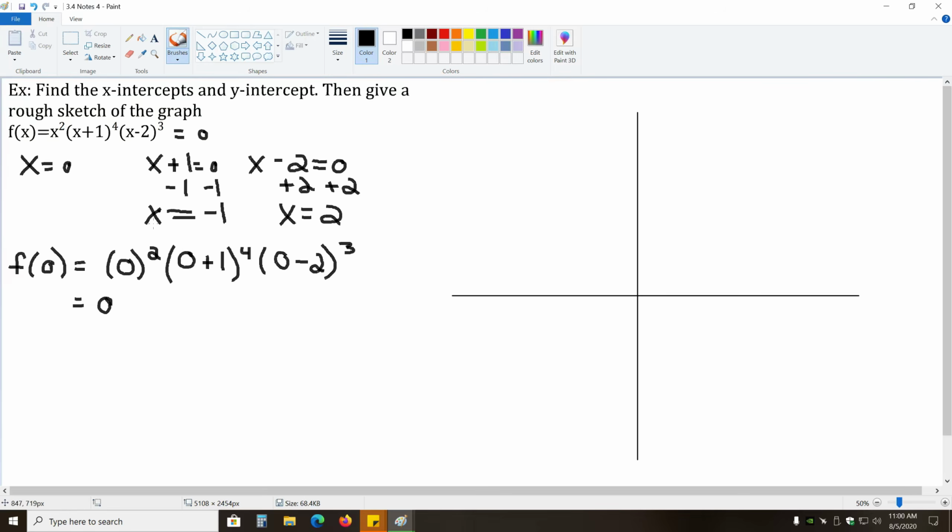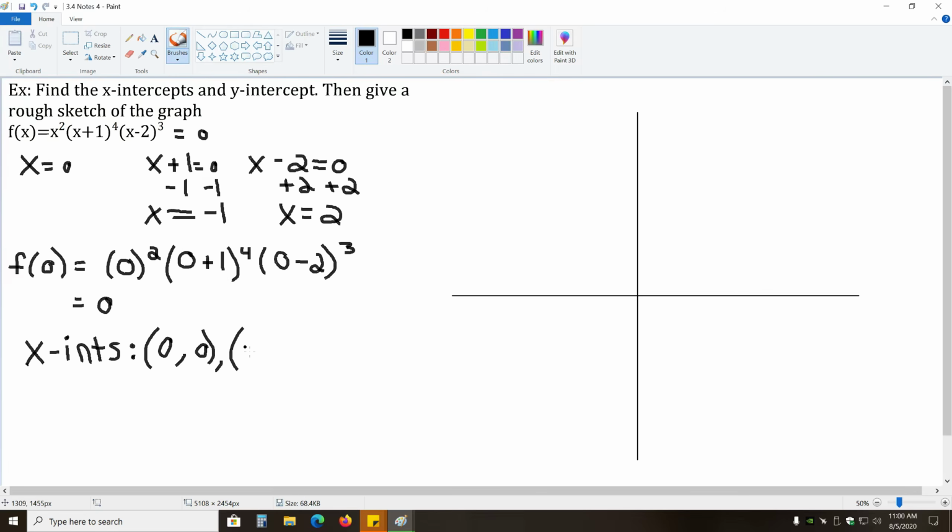So for our x-intercepts, we'll go ahead and list these out here. The first x-intercept is 0, comma, remember the y value of your x-intercept will always be 0.